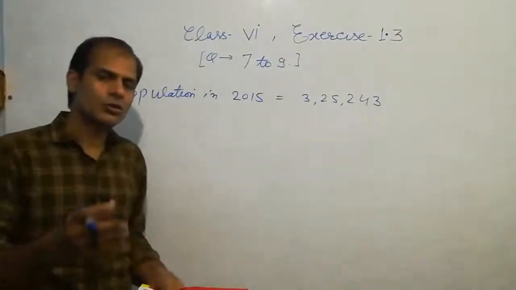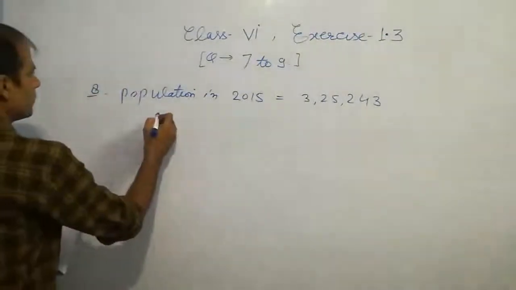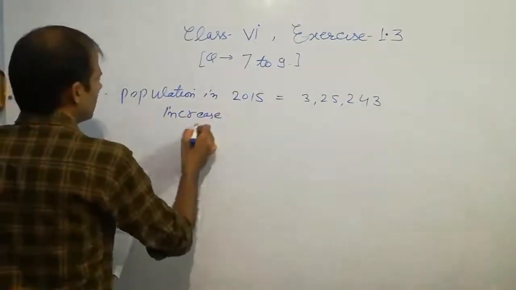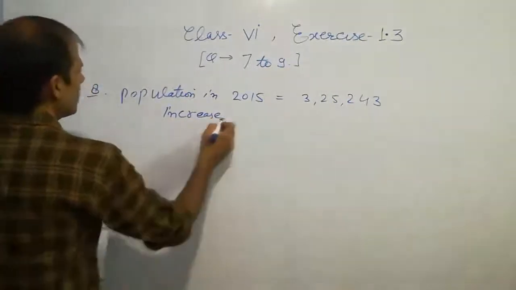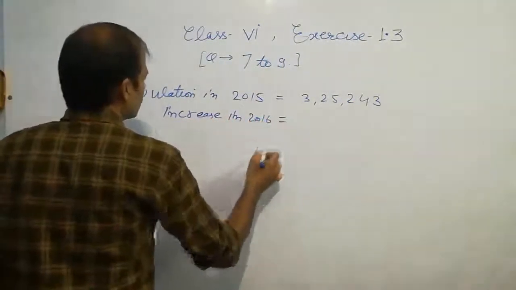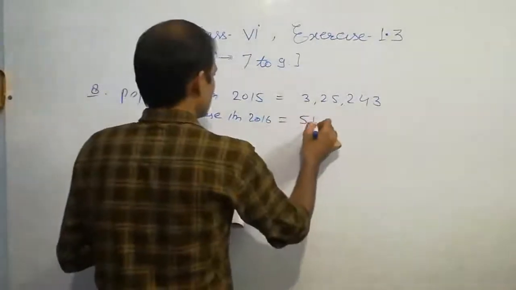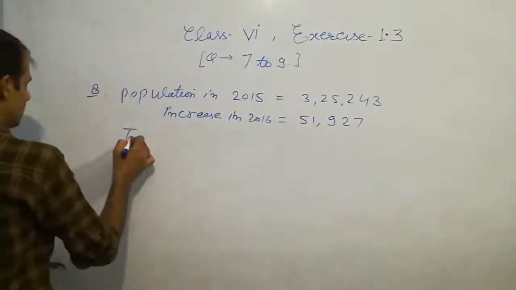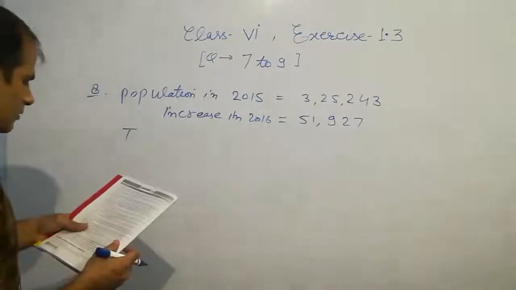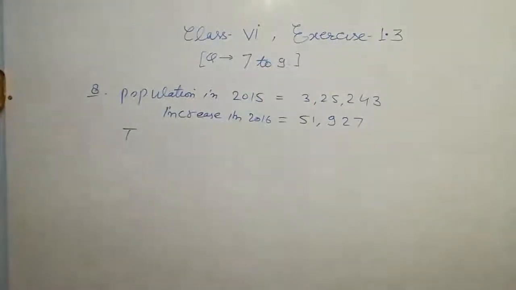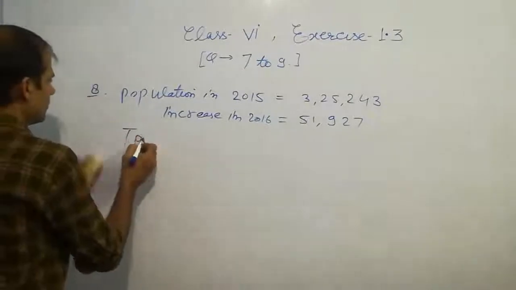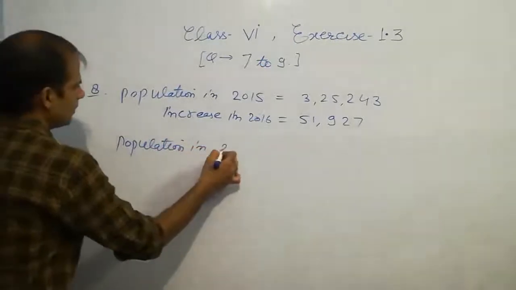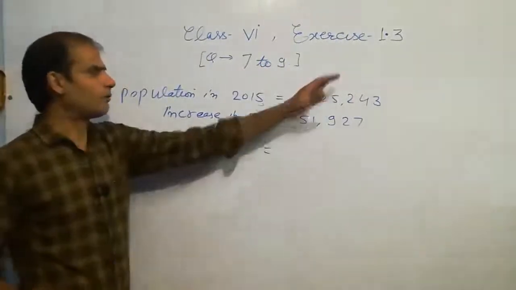So increase means you will perform addition. Now you will write, it is increase in 2016 is 51,927, and what is the population of the town in year 2016? So the population is, okay, you can write population in 2016 equals, you have to perform the addition.